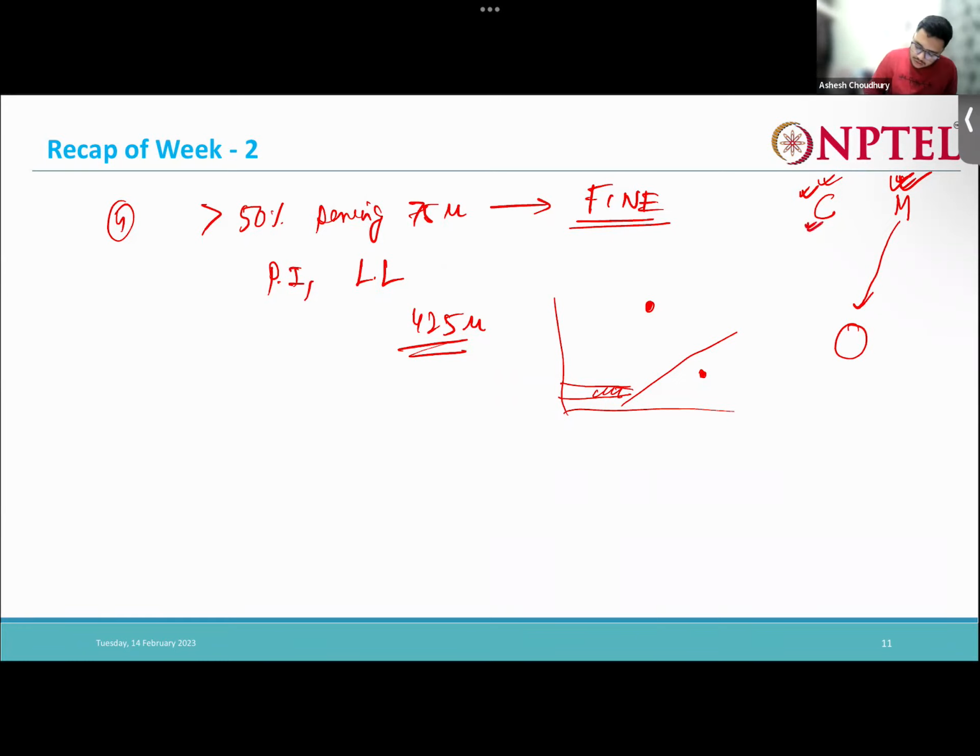So C or M you can say directly from this. Then you determine this and see where it's plotting. If it's above, it will definitely be C. If it's below, it will be M or O. Then you already know the liquid limit of the soil. If it's on this side, it will be low, CL. If it's intermediate, it will be CI. And if it's greater than 50%, it will be CH.